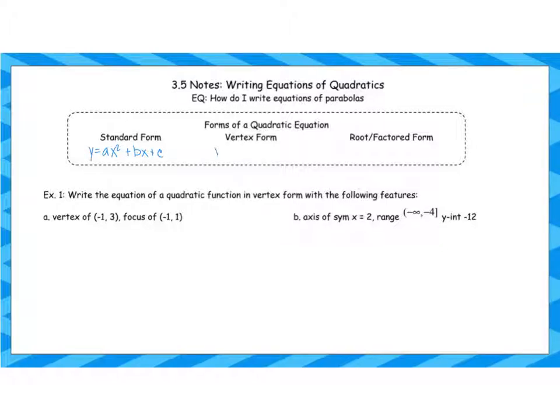Then another one that we've really already seen is vertex form. And vertex form is the one that makes it really clear what your transformations are. It also makes it very clear what your vertex is.